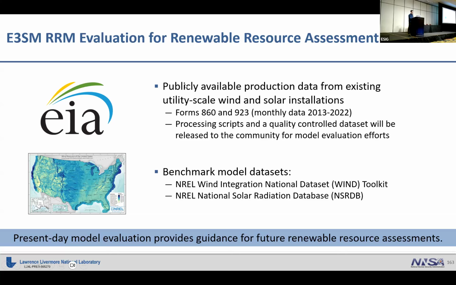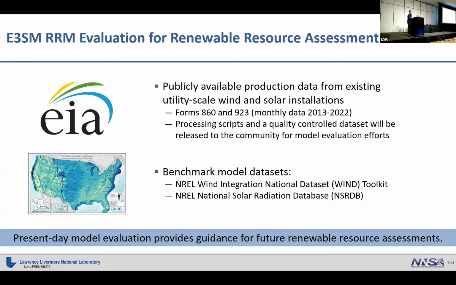First is the EIA production data from existing utility scale wind and solar installations. So contrary to what Luke mentioned, we're using the plant-specific data, which is monthly as opposed to hourly. That's Form 923. And once we publish this work, we're also hoping to release our processing scripts and the quality controlled EIA data set so that other modelers can use this data set for evaluation and update it as more EIA data becomes available.